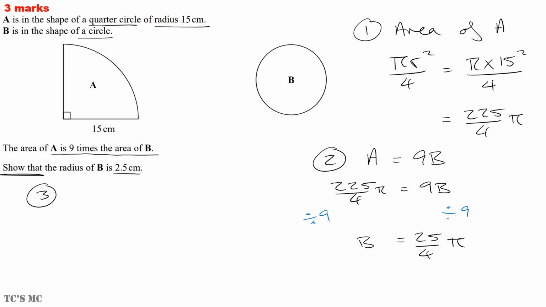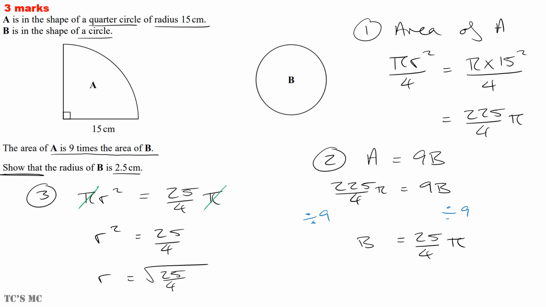And then, remember, still show full method. We know the area of a circle is pi r squared, which is equal to 25 over 4 pi. I can cancel out pi from both sides. So now we have r squared is equal to 25 over 4. To work out just r, we need to square root both sides. And that gives us 2.5. For the third mark, all of the method needs to flow and your result then needs to be 2.5.